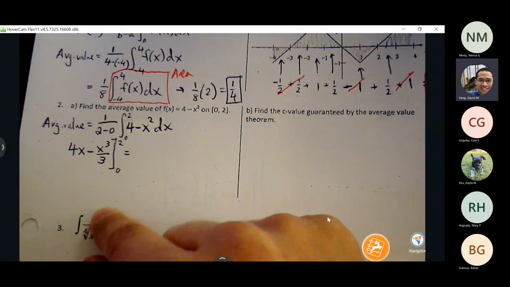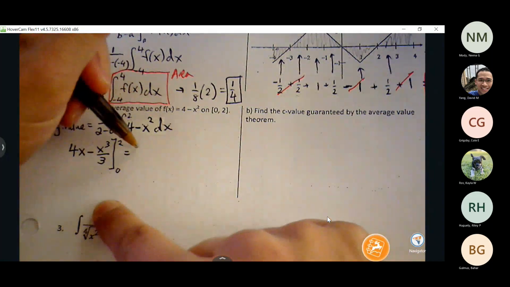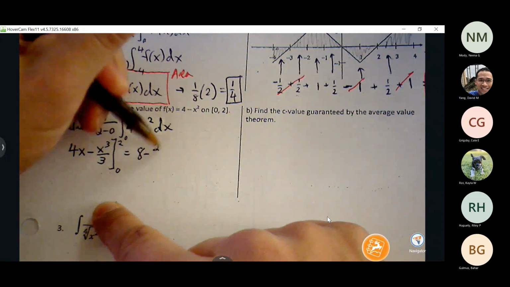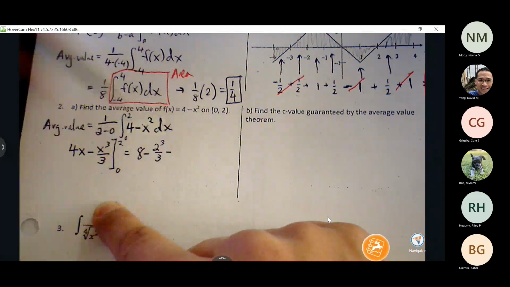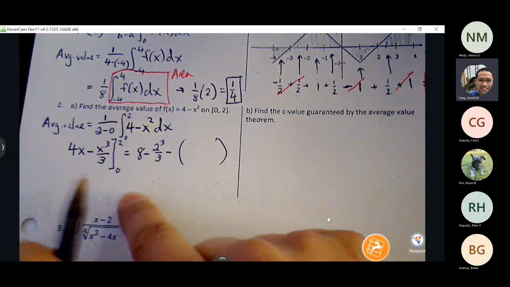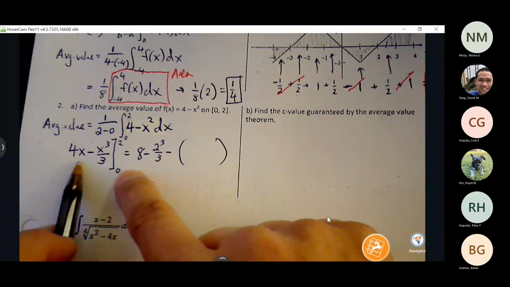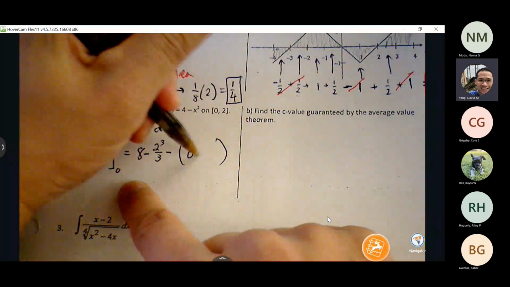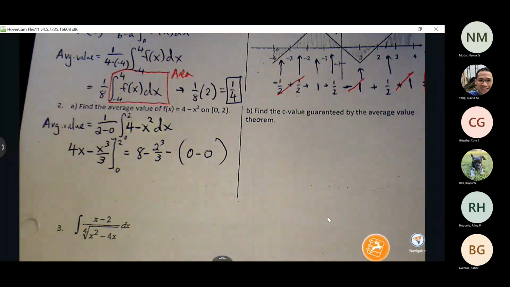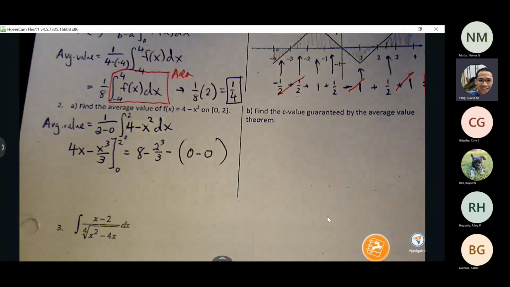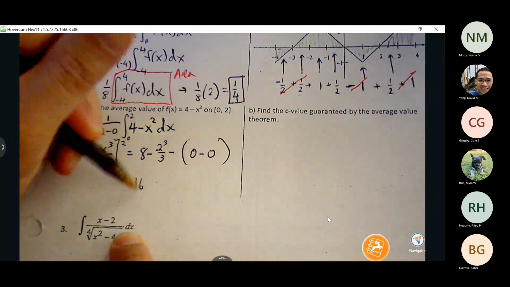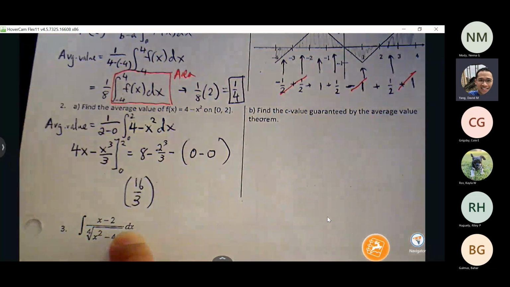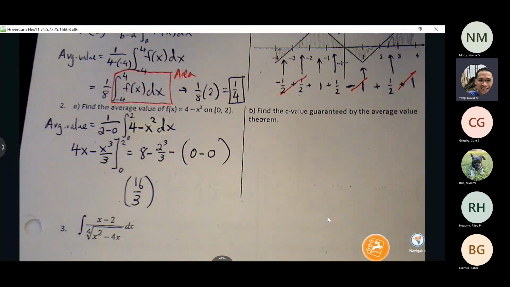Okay, upper bound first. Minus big parentheses. Now lower bound. It's just going to zero out here. Okay, so 8 minus 8/3 gives me 16/3. But this only represents the area component, right? We still have to remember.